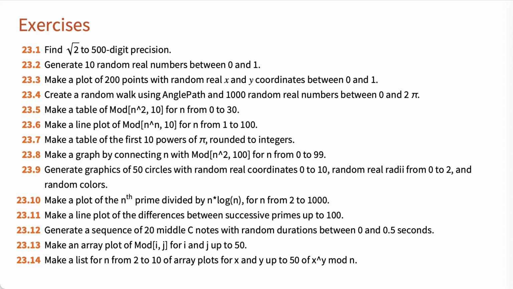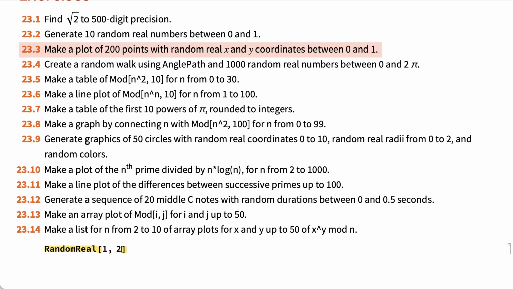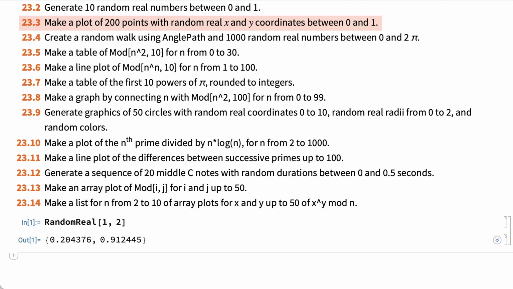Here are the exercises from the end of this section. As an example, consider exercise 23.3. Make a plot of 200 points with random real x and y coordinates between 0 and 1. This uses the RandomReal function to generate one pair of random numbers between 0 and 1. A pair of numbers like this is used here to represent the x and y coordinates of a point.